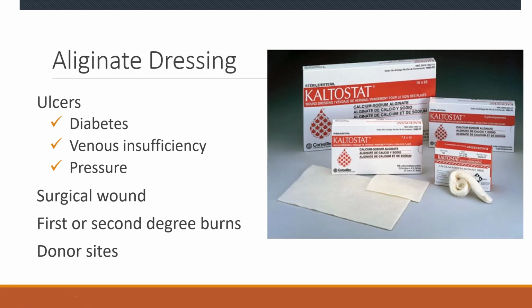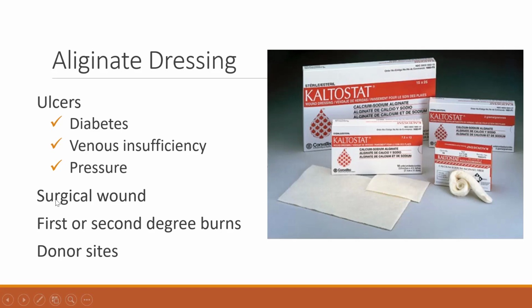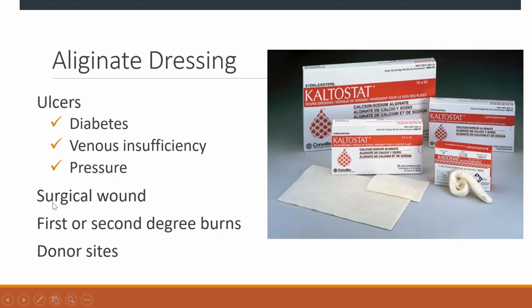So that's why you need something to cover that area. And alginate dressing is also used for surgical wounds, or sometimes for first or second degree burns. And for the donor site, or when doing skin grafts, sometimes we use that dressing to absorb too much discharge or even moisture.